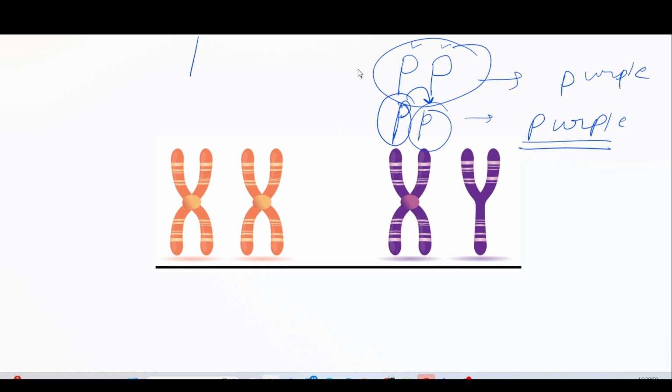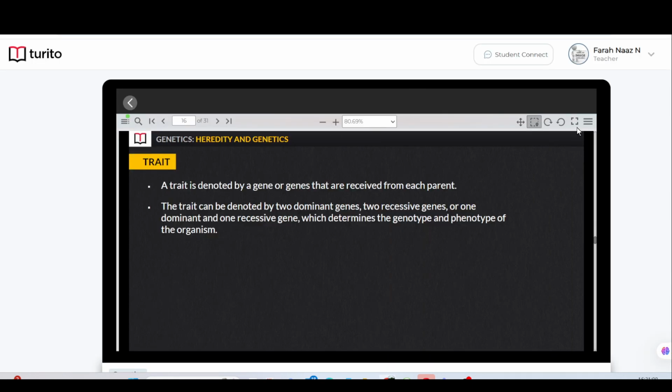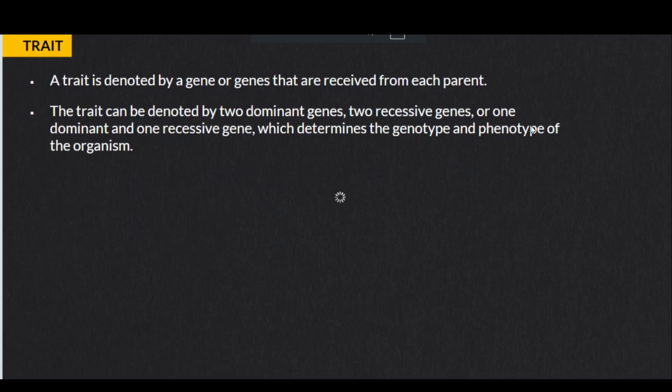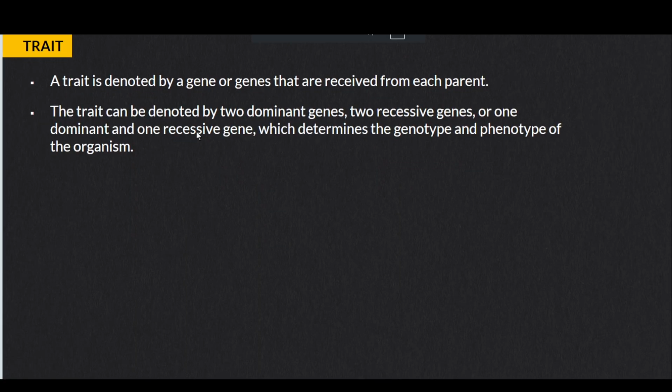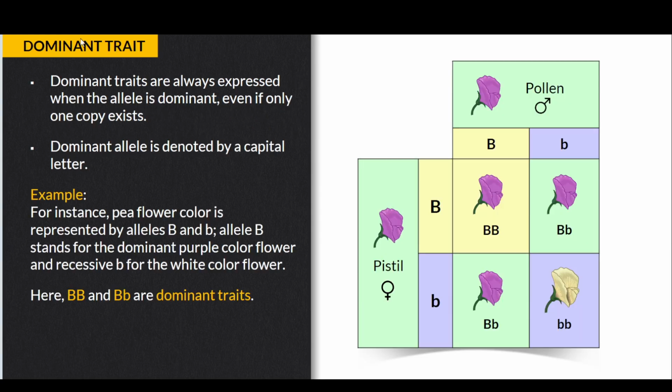But if both are recessive alleles, then we get a white flower. Did you get this? Very good. So genes determine the genotype. Genotype means genes, for example capital P, small p, and phenotype is the color or any physical features.